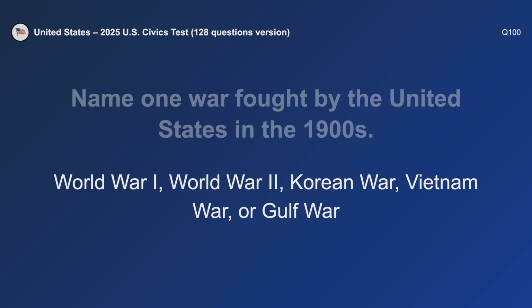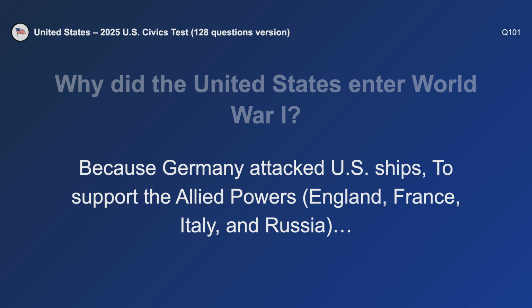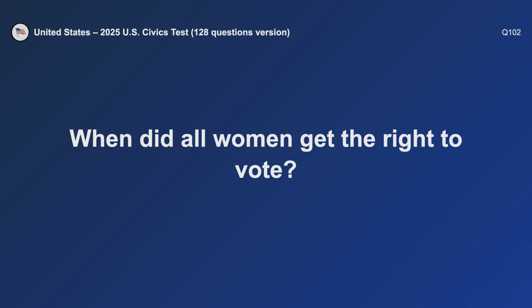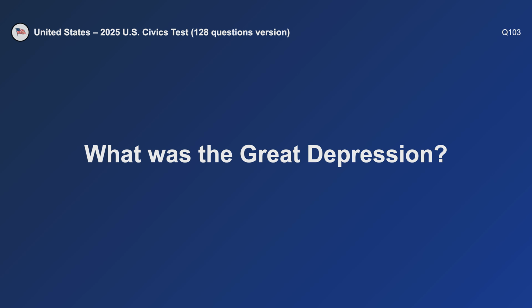Name one war fought by the United States in the 1900s. World War II. Why did the United States enter World War I? Because Germany attacked U.S. ships. When did all women get the right to vote? After World War I.